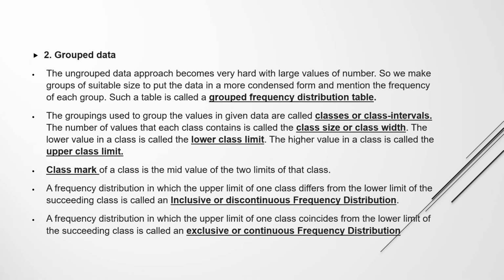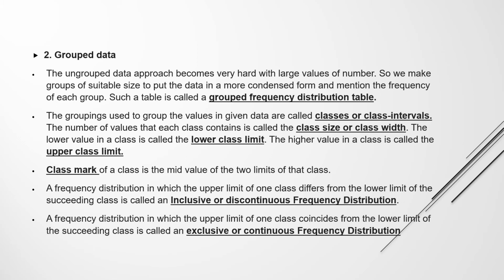The second type of data is grouped data. Just see the data I showed you in the ungrouped form. The number of values is very large. For approaching it and getting some result, it is very hard because of the large number of values. So what we do is make certain groups of a suitable size that we decide, for example from 0 to 5, from 5 to 10, from 10 to 15, and so on. In that case, it is known as a grouped frequency distribution table, because we are making groups.